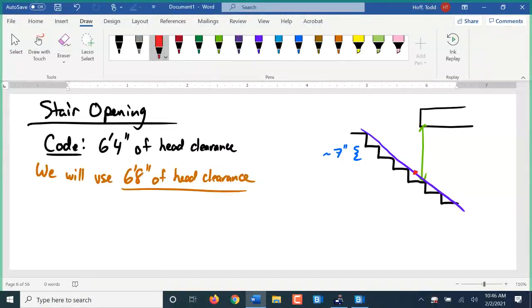Now we will typically line up the stair opening with one of the edges of the step, so we don't have to worry too much about it. But again, that 6 foot 8 inches just keeps us from getting in trouble if we're slightly off. That's my preference. It's not something that is an industry standard or anything like that. 6 foot 4 is the code. I always go 6 foot 8 just because I've hit my head pretty hard on ceilings on stairways that were done to minimum code.